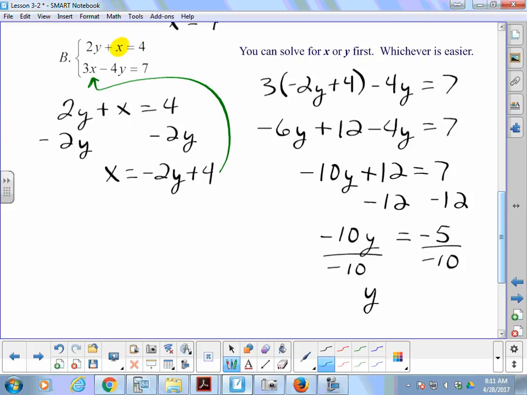So when we finish that, we get y equals 1/2 or 0.5. So you can use decimals or fractions there. It's completely up to you. So now that I know the value of y, I can take that value of y, put it in here where I've solved for x already, and find the value of x that goes with it.